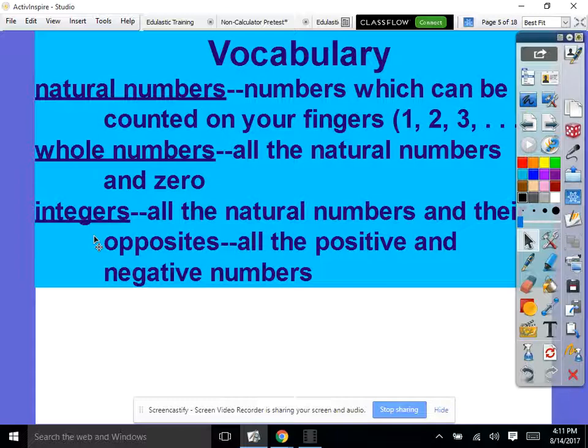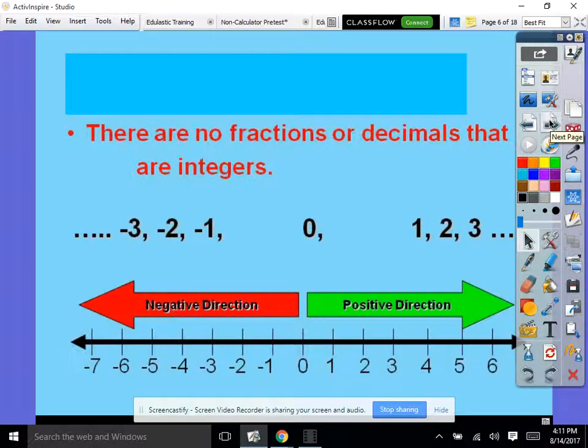The next vocabulary term is whole numbers. All the natural numbers and 0. So it's everything you can count on your fingers, plus we add 0 to the subset. And finally, we have integers. Integers are all the natural numbers and their opposites, which is basically all the positive and negative numbers. There are no fractions or decimals that are integers. So basically, integers go in a negative direction, -1, -2, -3. 0 is in the middle, and then they can go in a positive direction, +1, +2, +3.